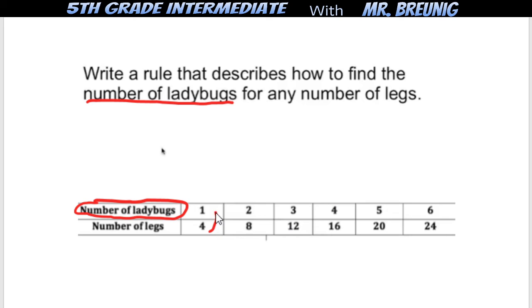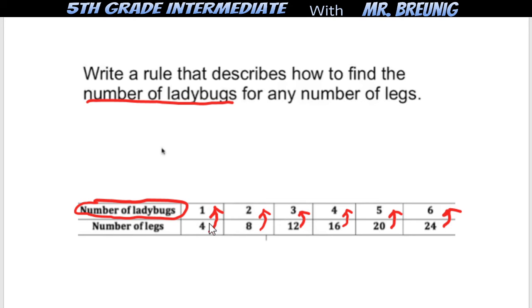So I'm going to be moving up from the number of legs to the number of ladybugs. I'm going to go ahead and write my arrows here just so we can visually see what we are doing to the number of legs to get to the number of ladybugs. And if I look at this, I'm going from a 4 to a 1 and an 8 to a 2, a 12 to a 3. Well, what can I do?